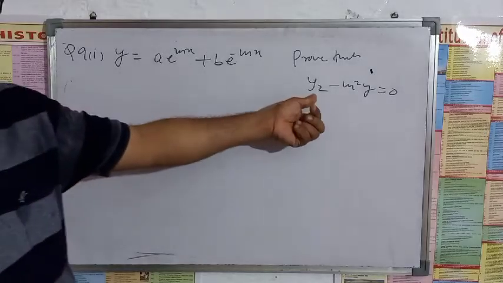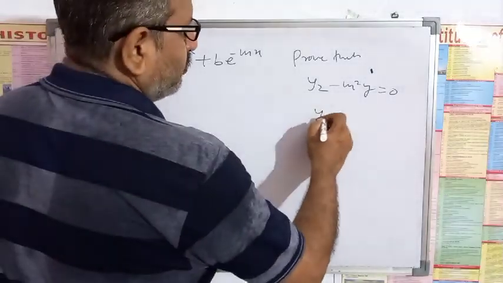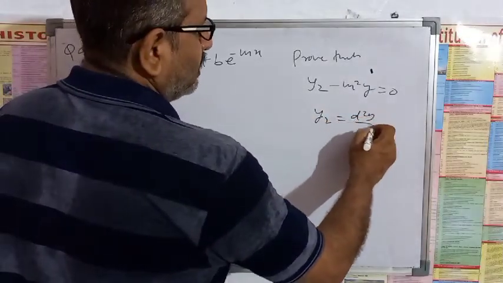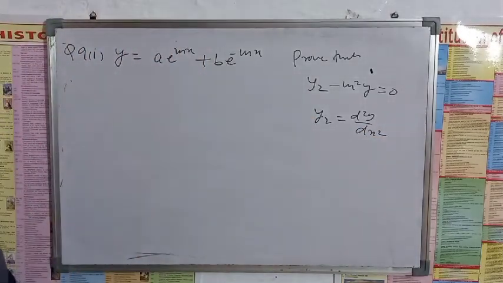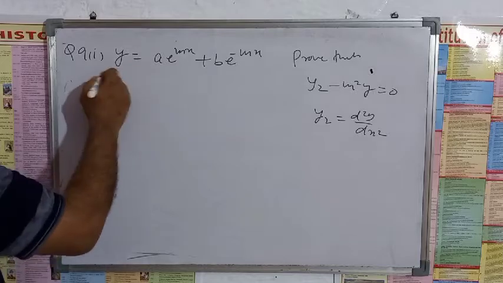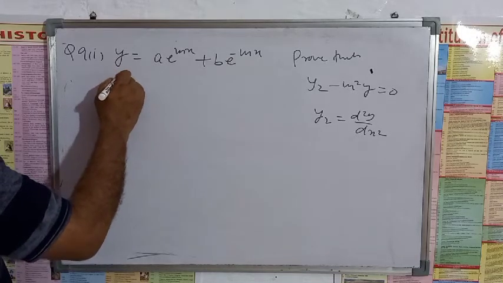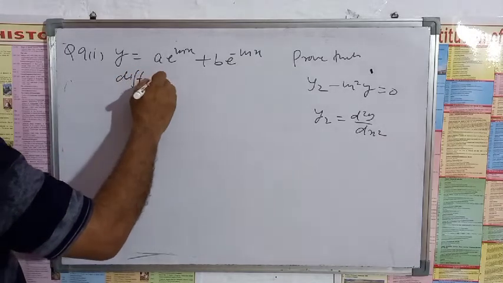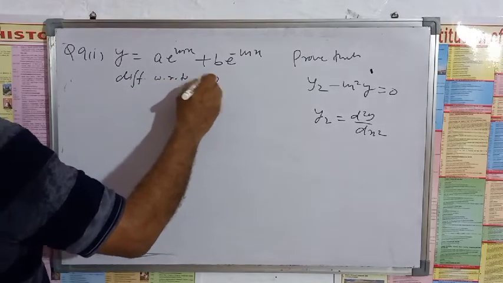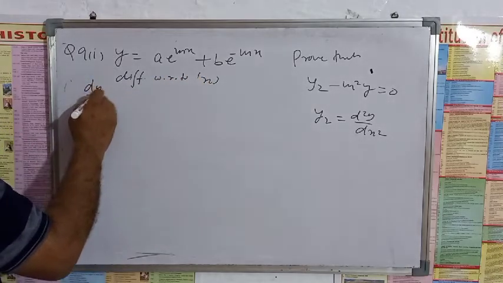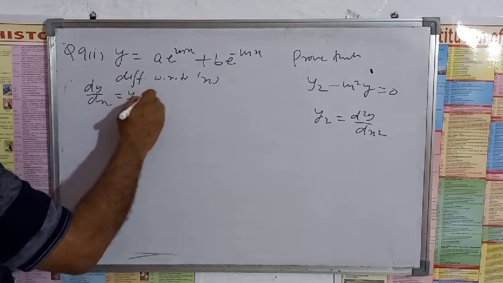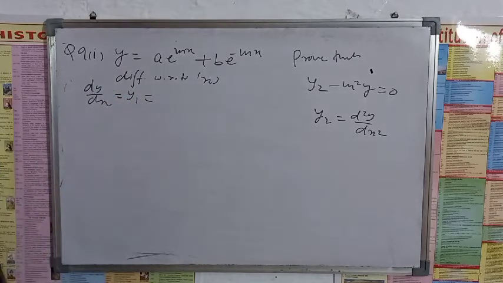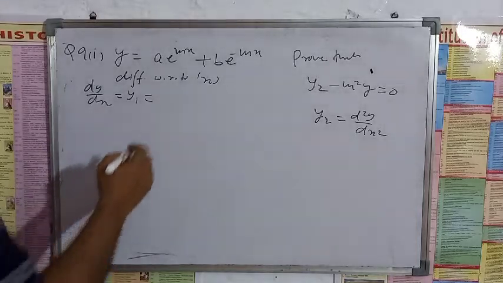y2 means d2y by dx square. y2 means second order derivative. So differentiate it. Differentiating with respect to x, we can write dy by dx. It is also known as y1. y1 means first order derivative.